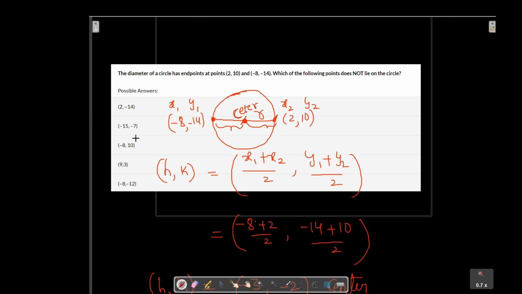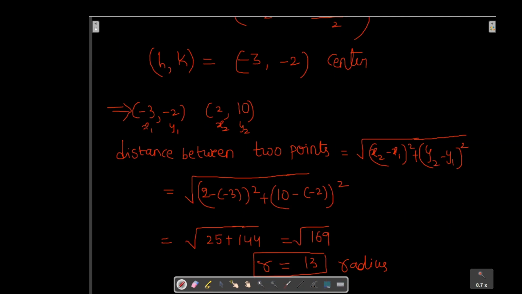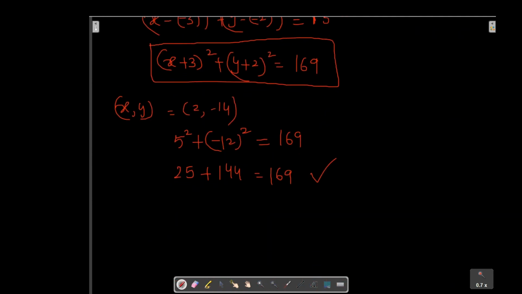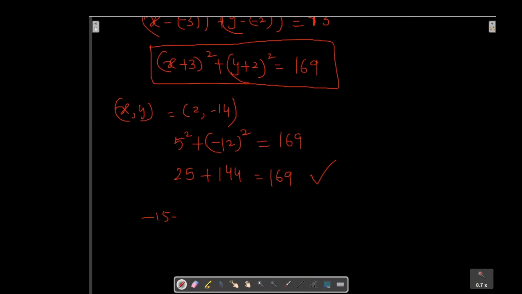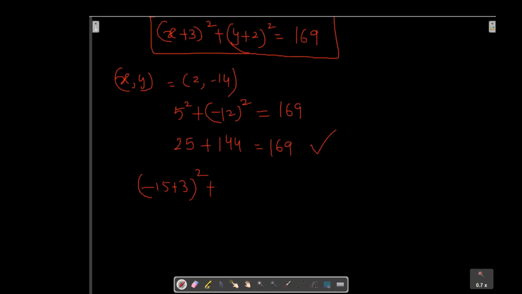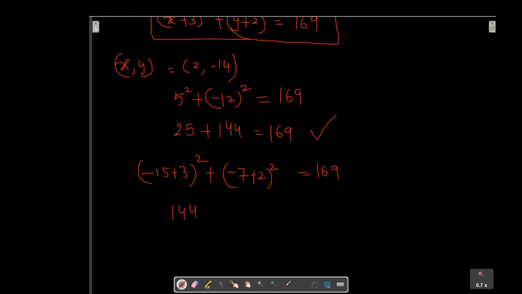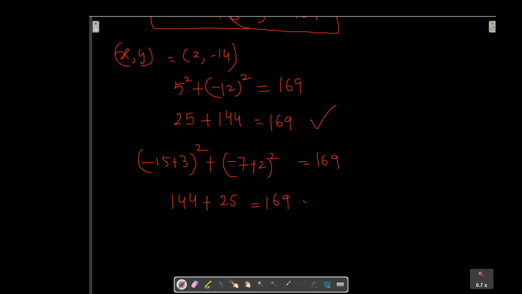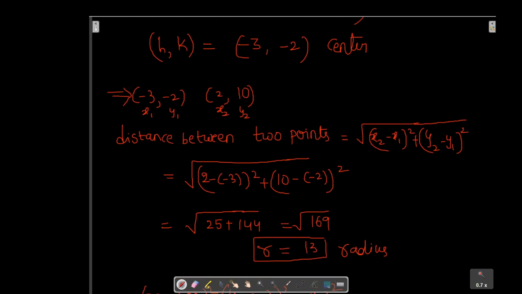Okay. Let's plug in negative 15 and negative 7. Negative 15 plus 3 whole square plus negative 7 plus 2 whole square should equal 169. Negative 15 plus 3, negative 12 square, 144. Negative 7 plus 2, negative 5, 5 square, 25, which equals 169. This also lies on the circle.